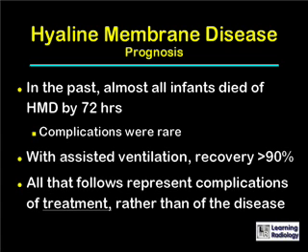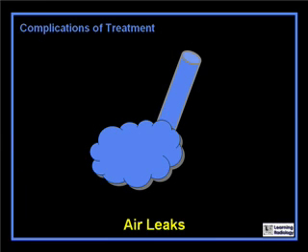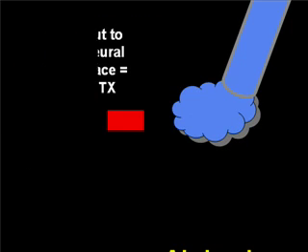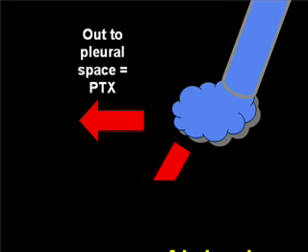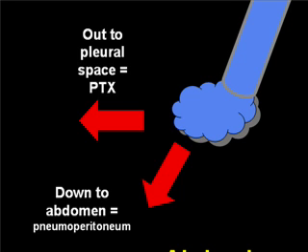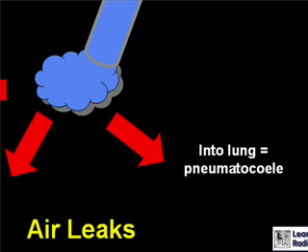All that follows represent complications of the treatment for hyaline membrane disease rather than manifestations of the disease itself. As the alveolus is distended by ventilatory methods, on occasion, the alveolus can rupture. Air can then extend out to the pleural space to produce a pneumothorax. It can extend into the abdomen to produce a pneumoperitoneum.